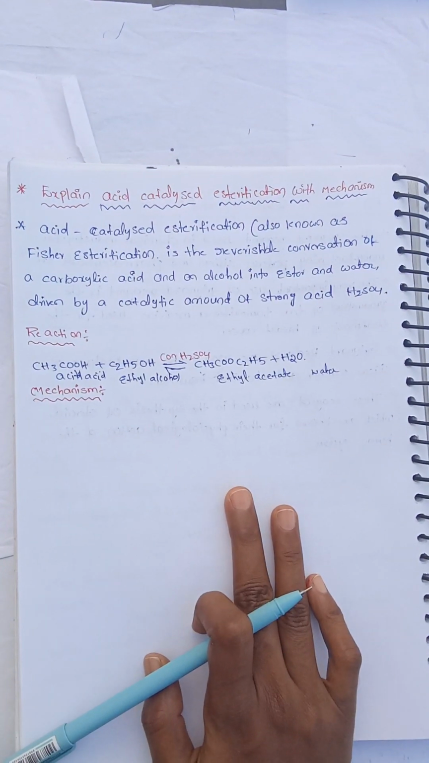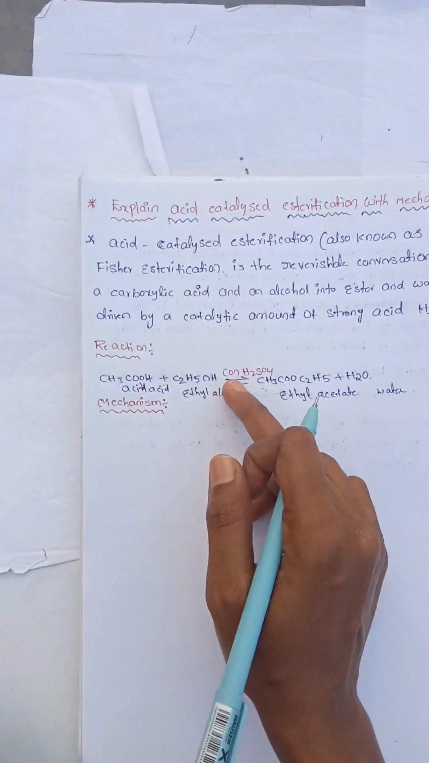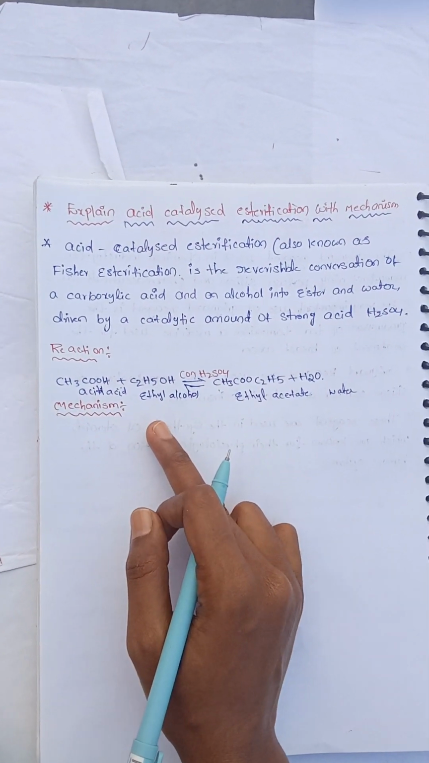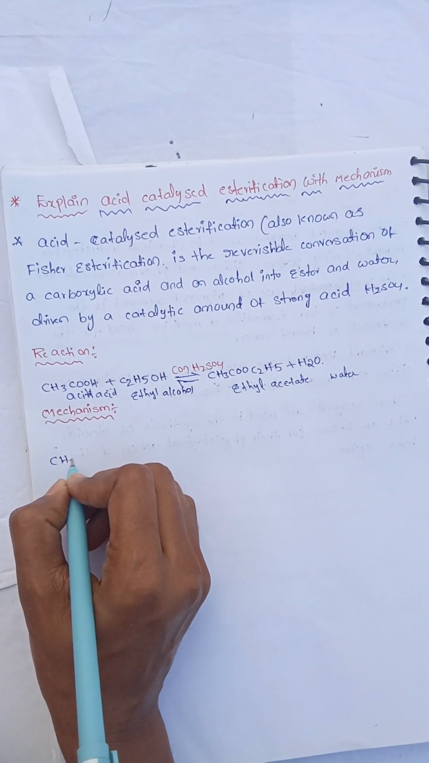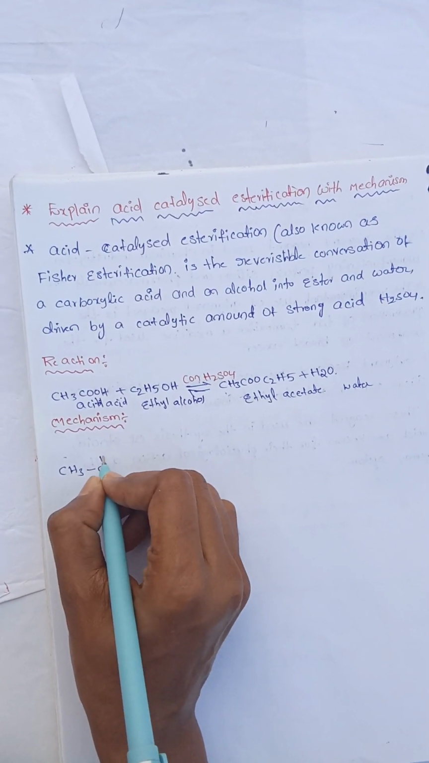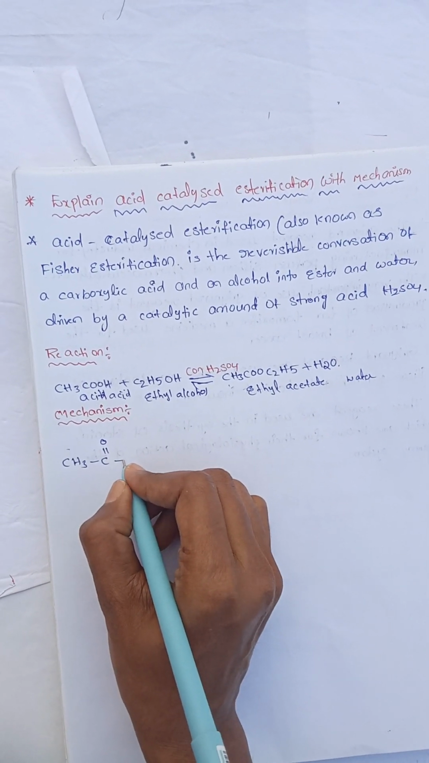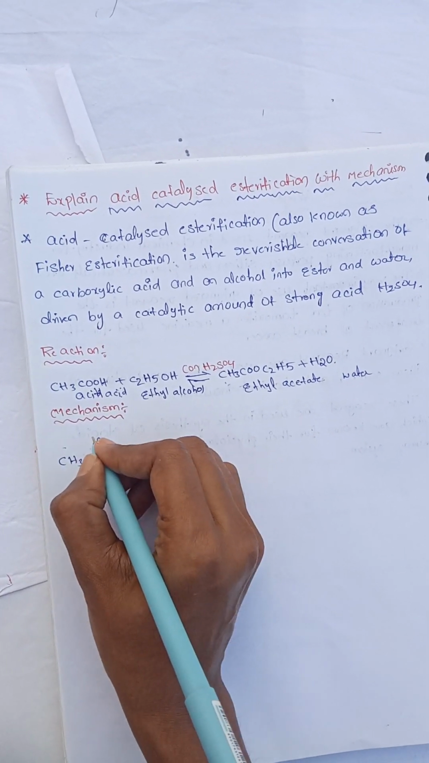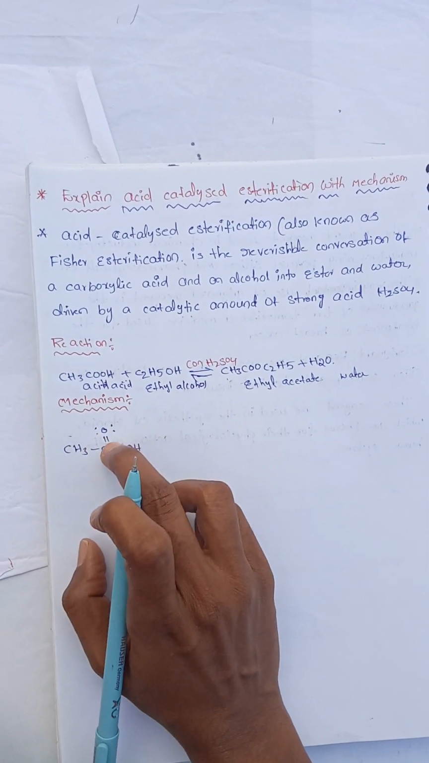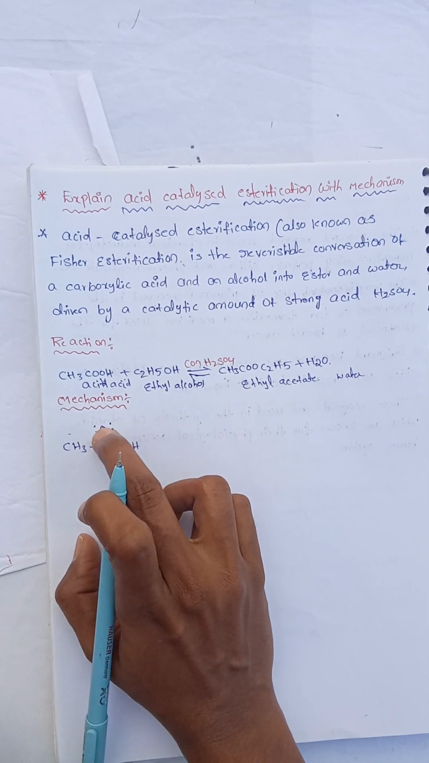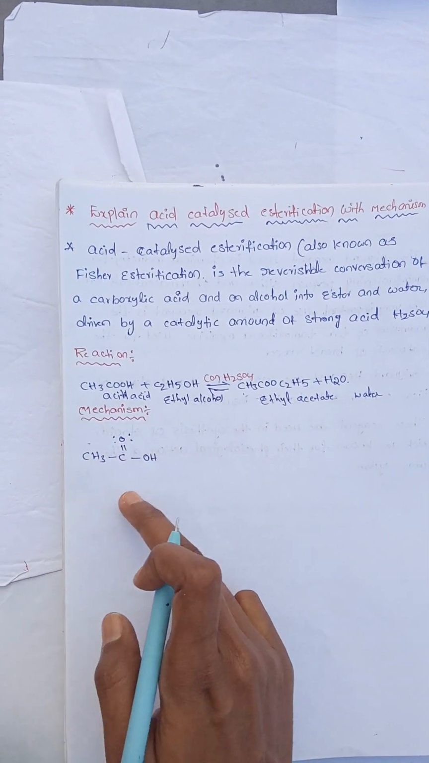So coming to the mechanism. First of all, take the acetic acid. What mechanism is going on, you have to listen carefully. Simple tricks to write the mechanism. It's acetic acid, you have to write like this. Oxygen normally has three lone pairs, but here a double bond is there, so two lone pairs are there. So this is the acetic acid.